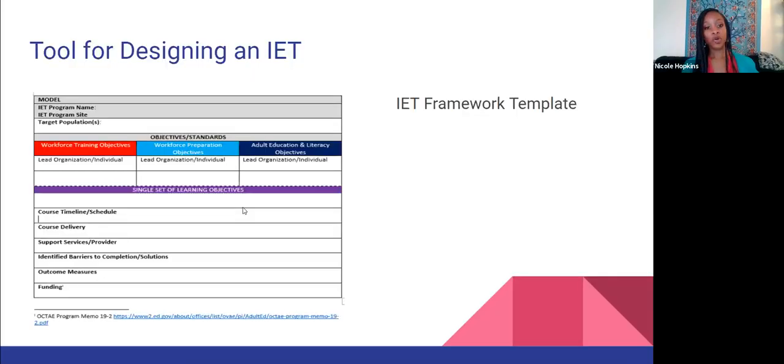Okay. So on this document, you see the three different colored boxes. We've got workforce training objectives, workforce preparation objectives, and adult education and literacy objectives. We're going to break you all into three groups, and each group is going to take one of those categories. We'll assign those at the time that we assign the groups.